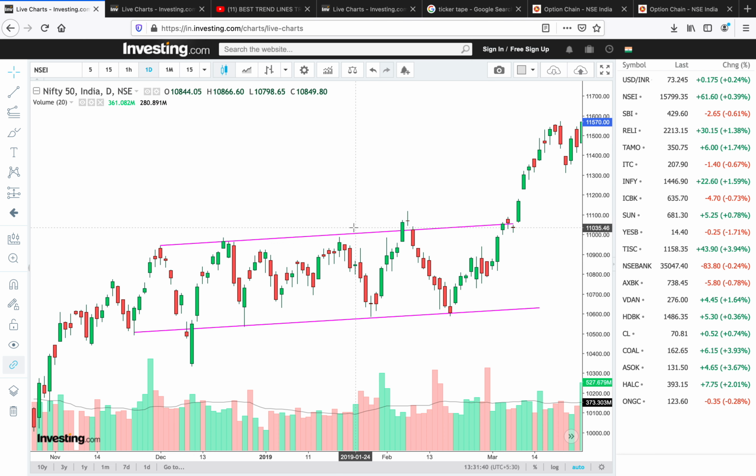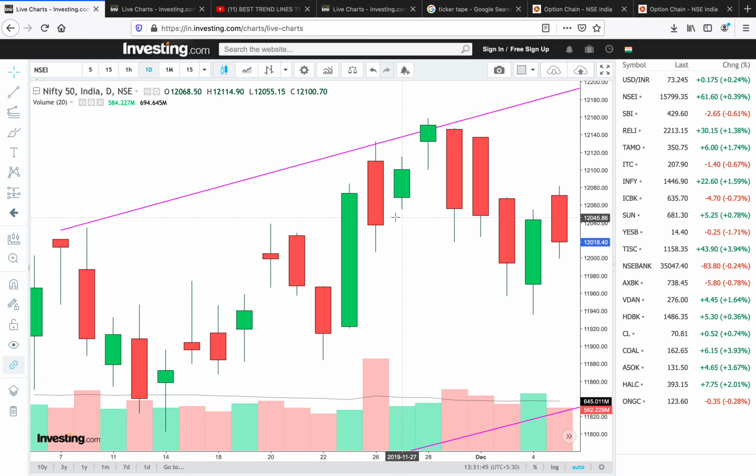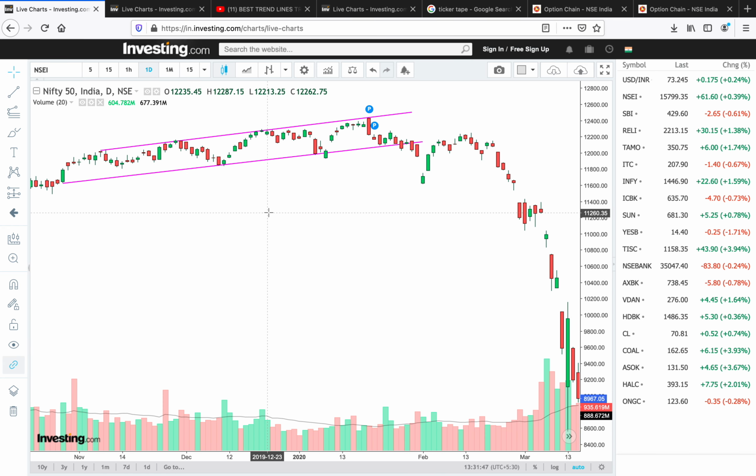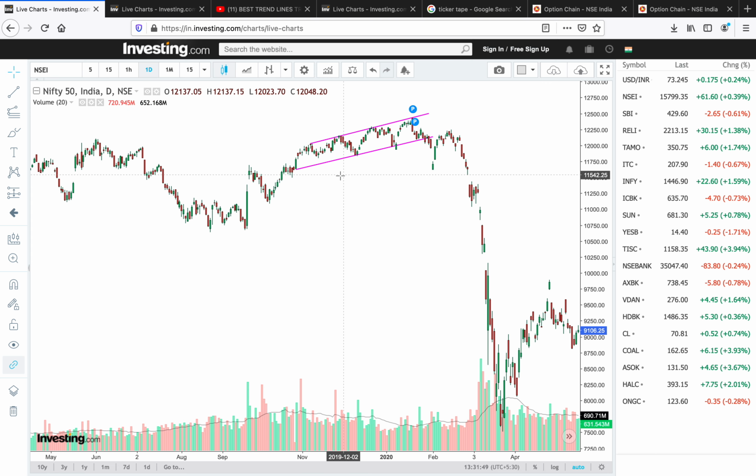So this is an equidistant parallel channel. These are three kinds of channel. One ascending, which is moving on the upside. I just showed you this one. This is the ascending part where it is moving on the upside. There is one which is descending, which is in this direction. And there is one which is parallel, which is straight and just consolidating in this range.